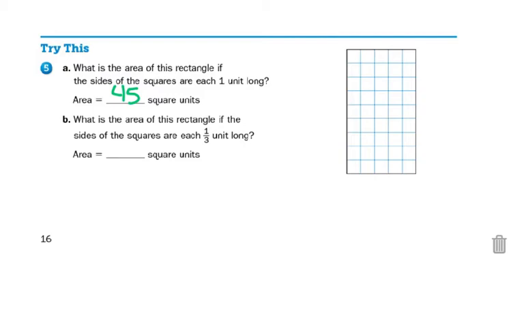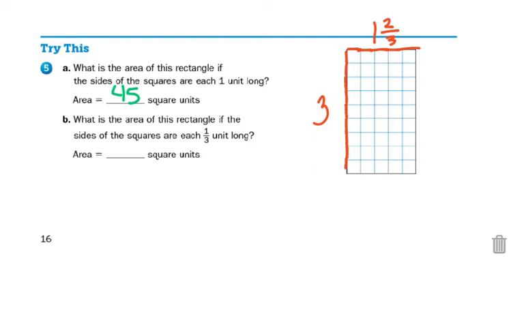So I'm going to count by thirds. 1/3, 2/3, 3/3, or 1 whole. 1 1/3, 1 2/3. Let's count going the width. We're going to count by thirds. 1/3, 2/3, 3/3, which is 1 whole. 1 1/3, 1 2/3, 1 3/3, which is the same as 2. 2 1/3, 2 2/3, 2 3/3, which would be the same as 3.